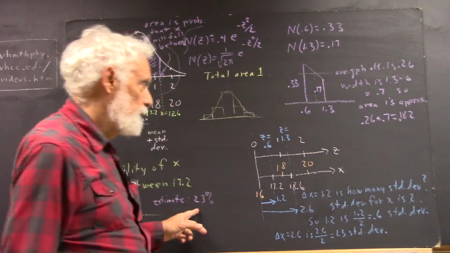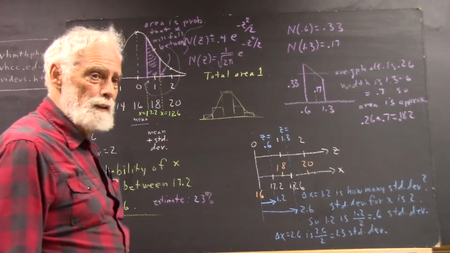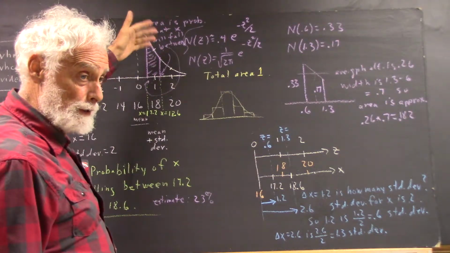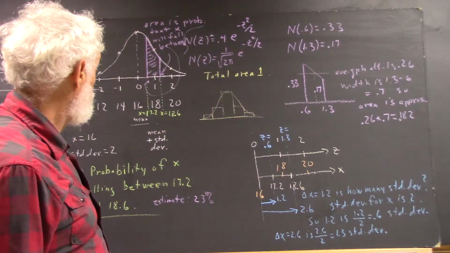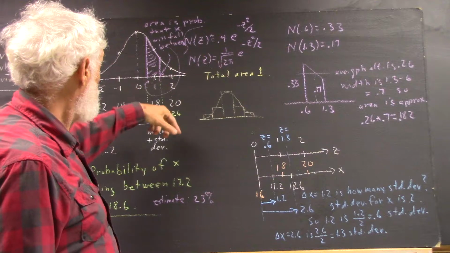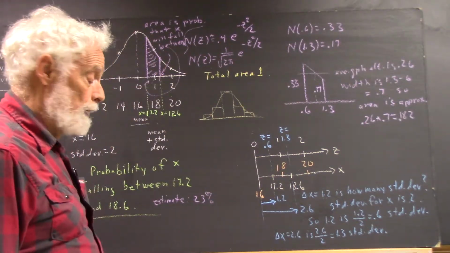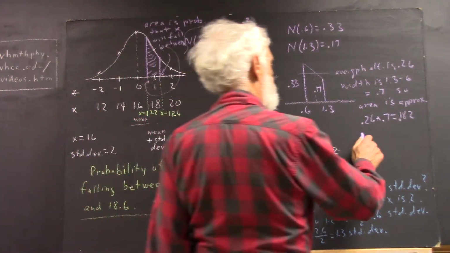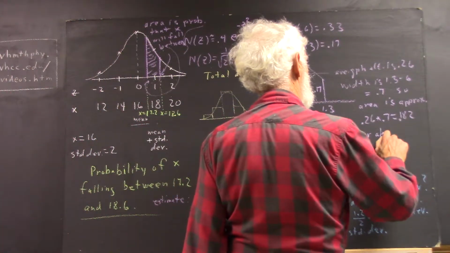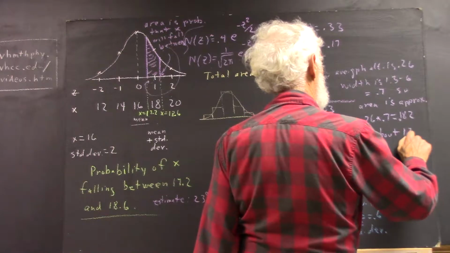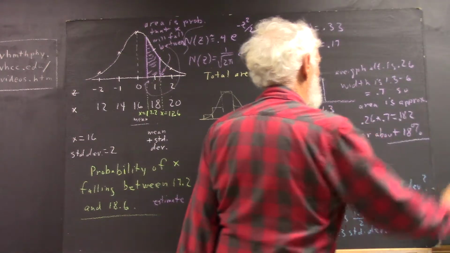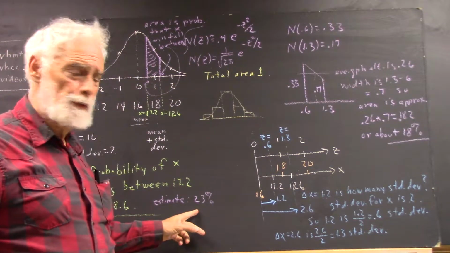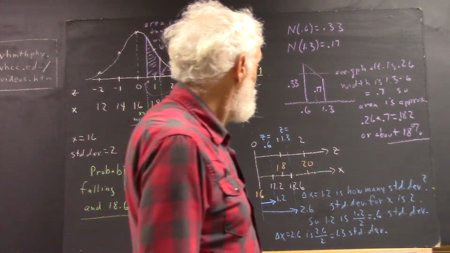Okay, so I had an estimate of 23%. Well, looks like I drew my normal curve a little high. I kind of thought my 60% was a little high. So things came out a little higher than they should have, and maybe my eyeball on these areas and so forth wasn't as good as it could have been. So that's about 18%. Okay, then I estimated 23%. That wasn't a great estimate, as I just said.